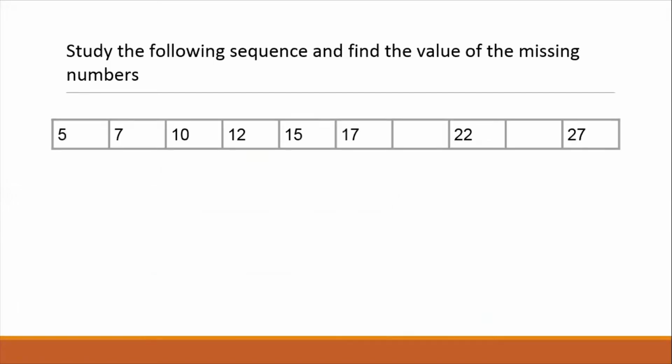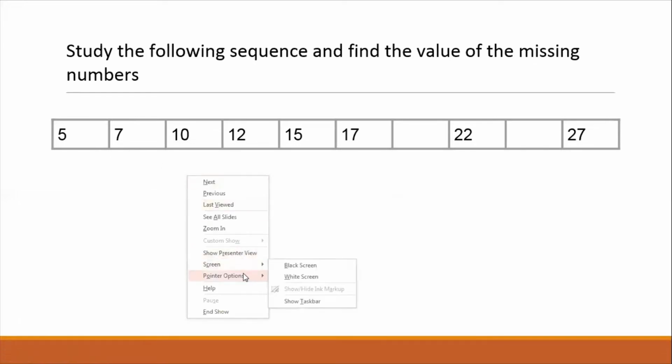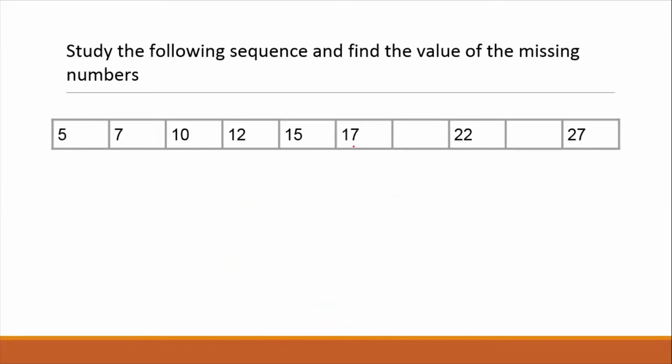Now, let us study the following sequence and find the value of the missing numbers. For this one, we have 5. Next is 7, followed by 10. Next one is 12. Next one is 15, 17, and we have here a blank. Next one is 22. Still, we don't know the next one. And the last is 27. What do you think is the missing number here?